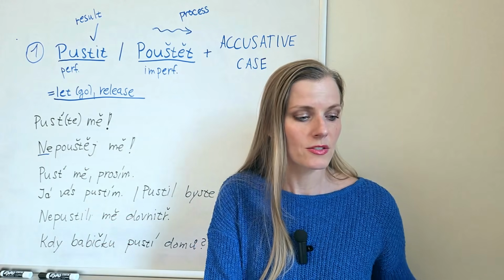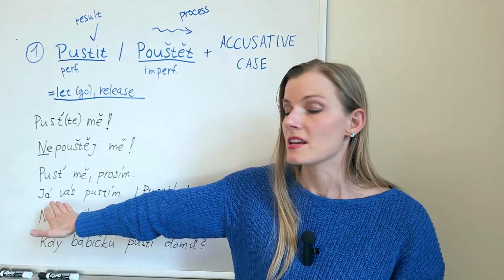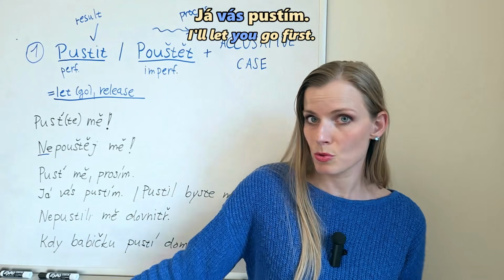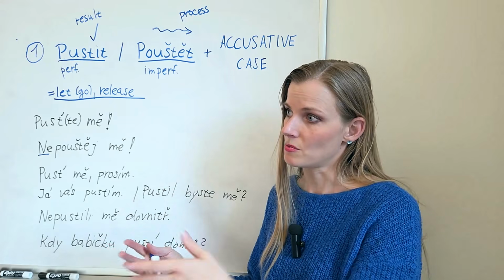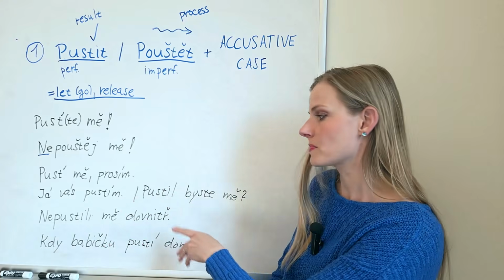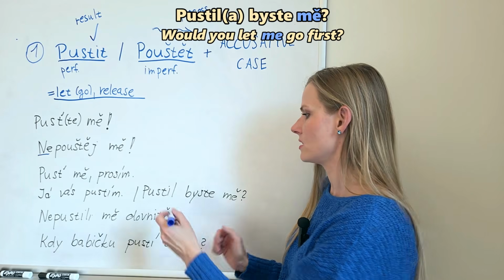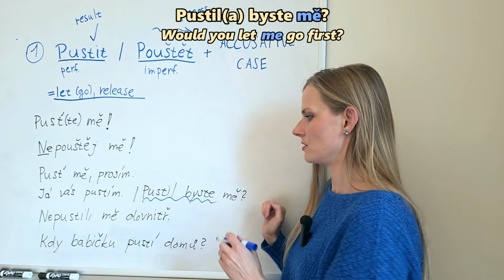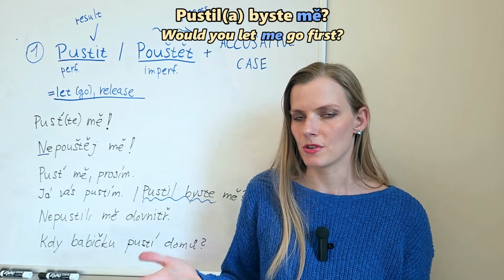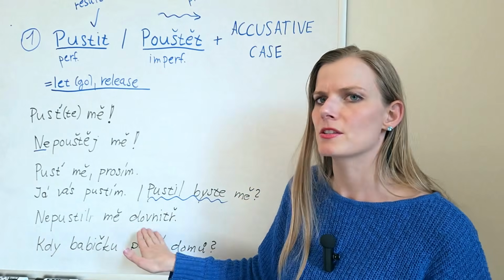You see someone has fewer items or it's an elderly lady. You could say, já vás pustím. I'll let you go first. Já vás pustím. Or you could ask someone, or someone else asks you, would you let me go first? Pustil byste mě? And this is in the conditional form. Pustil byste, which literally translates to would you let me go first? Pustil byste mě, prosím?